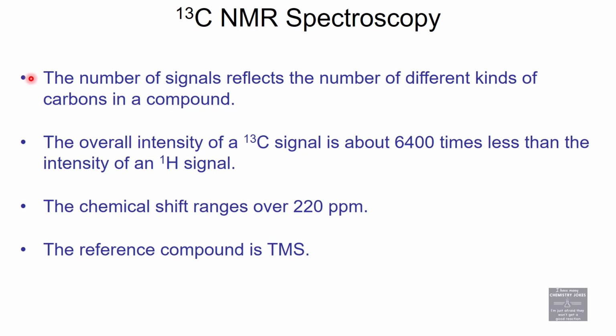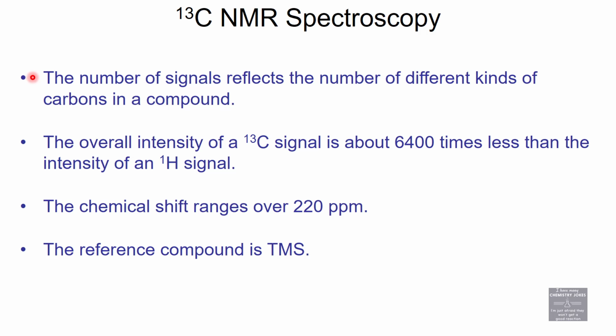A few typed up words of things we've mostly already said. The number of signals reflects the number of different kinds of carbons in a compound. 1-butanol, nope, that was 2-butanol we just saw. 2-butanol had 4 signals because it had 4 unique carbons. It's very possible that you have a symmetric molecule, like some of the examples, and you might have 3 carbons in the molecule in total and only 2 signals. But the number of signals tells you about the number of different kinds of carbon.